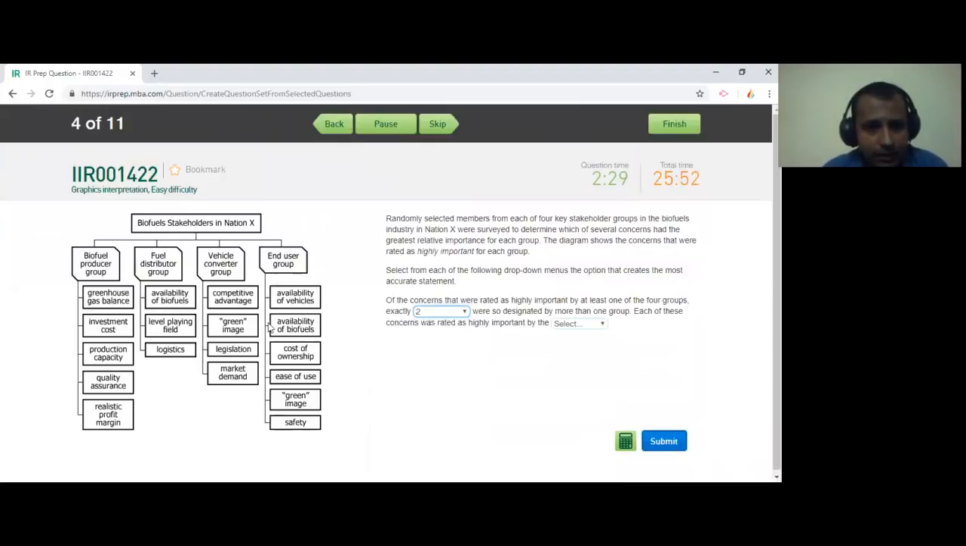So something called availability of biofuels can be seen for the second and the fourth group, fuel distributor and end user. And again, the green image can be seen for the third and the fourth group. So yeah, I don't see any other repetition. That was the idea. Each of these concerns was rated as highly important by, we just discussed, second and fourth, third and fourth. So the fourth group is common. That's why the fourth group, the end user group, is rating them as highly important. Fine, let's move on.